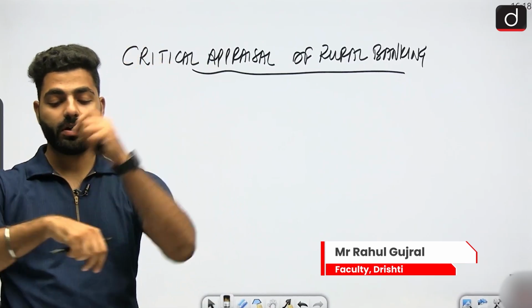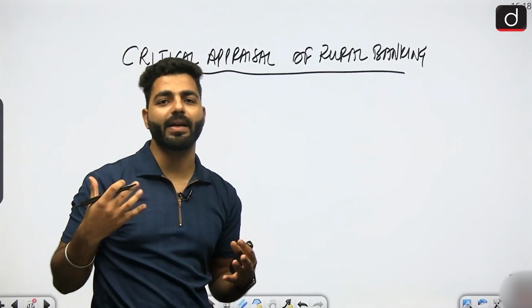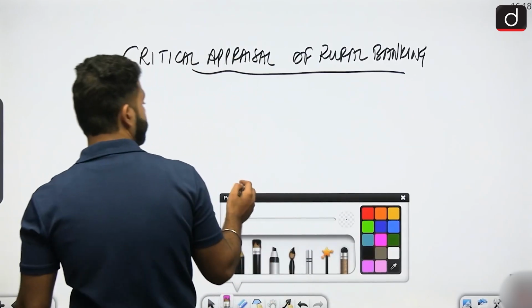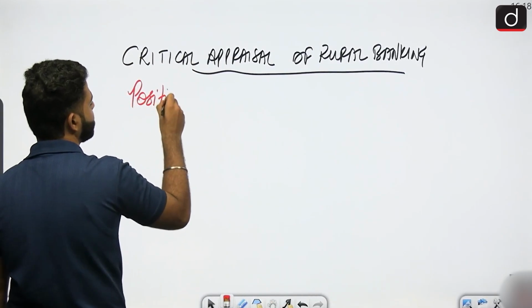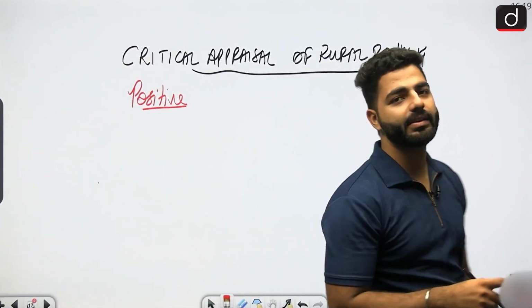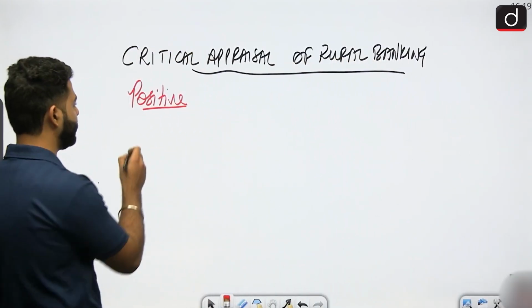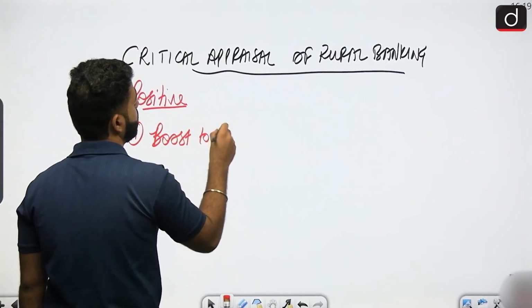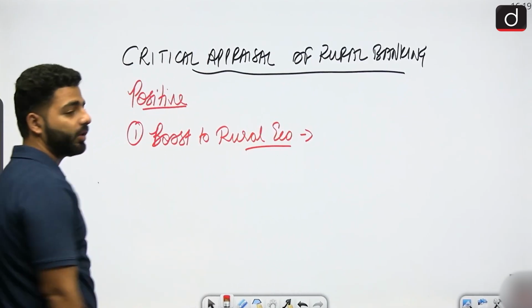So this is how we go ahead. First, let us talk about the positive impacts that rural banking in India has. Due to the launch of rural banking, good rural banking system, good institutions. So what are the positives about it? First is that it gives a boost to the rural economy. What kind of boost, guys?